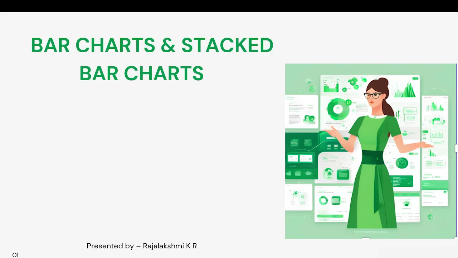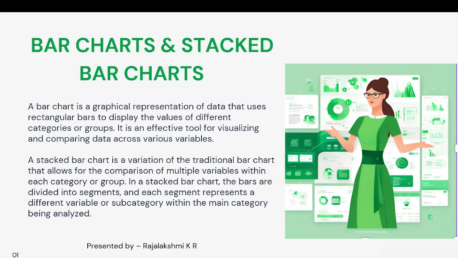Hi everyone, in this video we are going to learn about bar charts and stacked bar charts. A bar chart is a graphical representation of data that uses rectangular bars to display the values of different categories or groups. A stacked bar chart is a variation of the traditional bar chart that allows for comparison of multiple variables within each category or group.